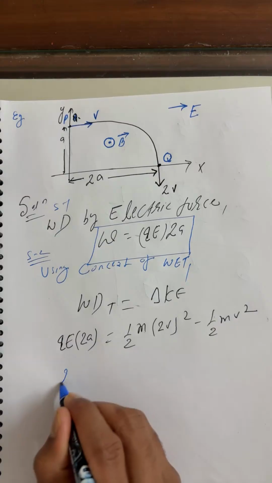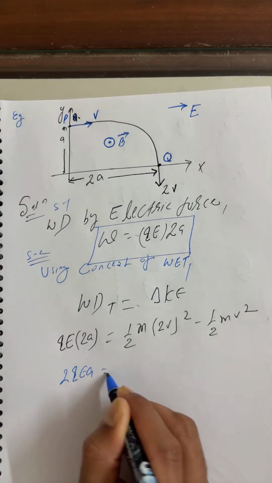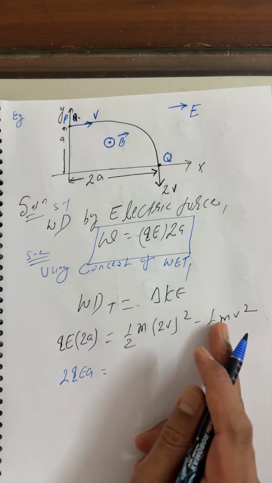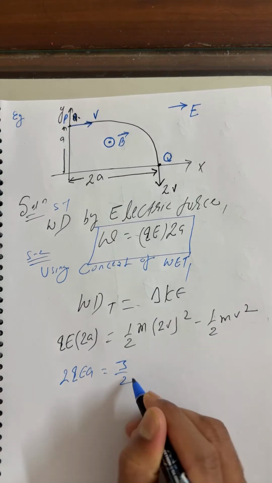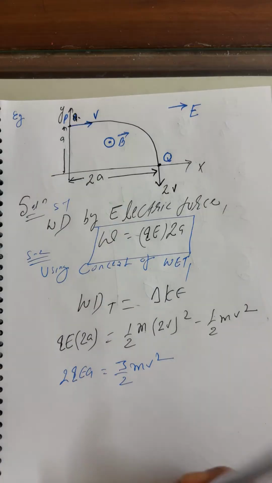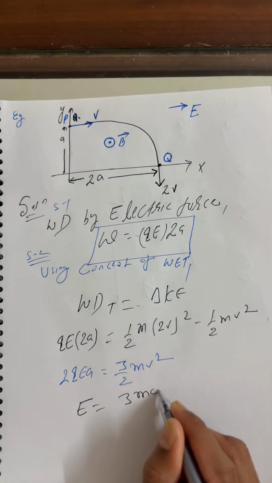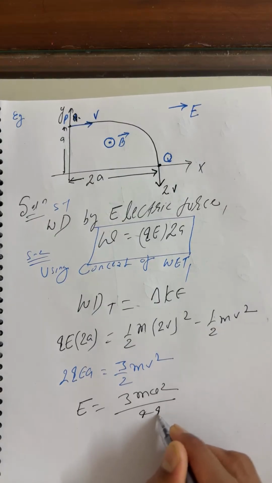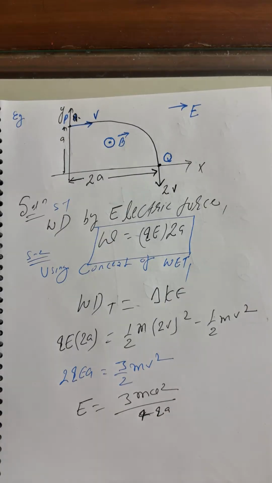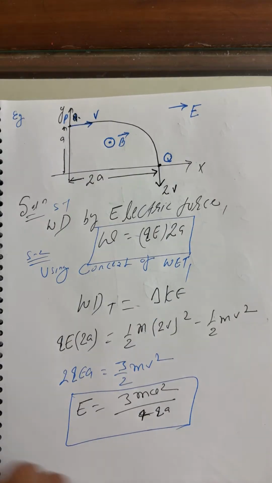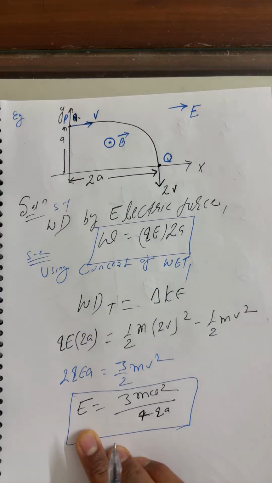So 2qEA is equal to (4 minus 1) by 2, that is 3 by 2 m V squared. So we get the value of the electric field, E equal to 3mV squared by 4qA. Now, the power supplied by the electric field.